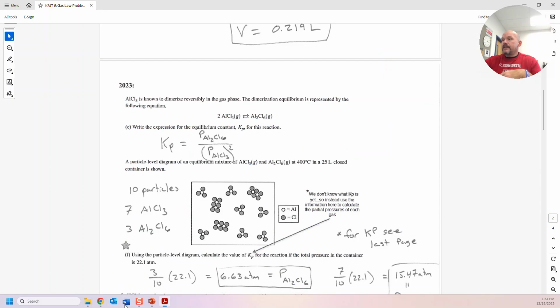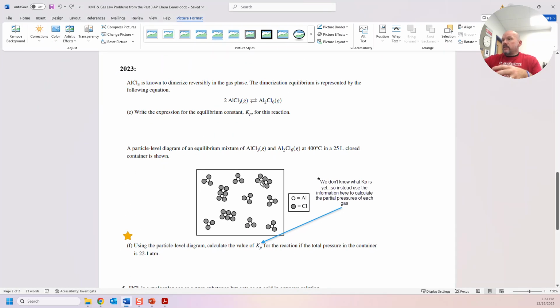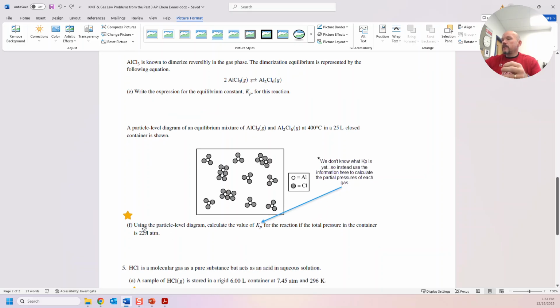And then they gave us a particle diagram of the equilibrium mixture. And in part F, they tell us what the total pressure is. Well, we know that the total pressure in a system is equal to the sum of the partial pressures. So we have two gases, the AlCl3 and the Al2Cl6. So the partial pressure of this plus the partial pressure of that equals the total pressure. And we know that the partial pressure of each gas, when we're at the same temperature, is dependent on the number of particles that we have.